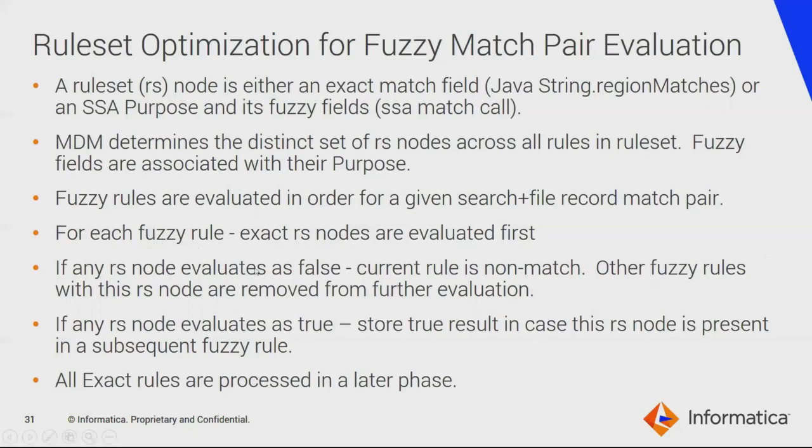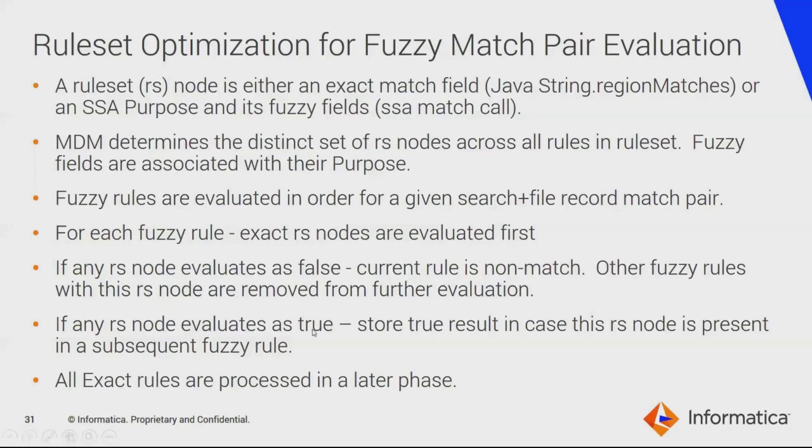The other interesting optimization is that if any node fails, all the rules that use that node are also removed from evaluation. If you recall, EX Telecom was shared in rules 2 and 3. Since we're checking EX Telecom in rule 2, if it fails for that pair, then we can immediately eliminate rule 3 as well for that pair.